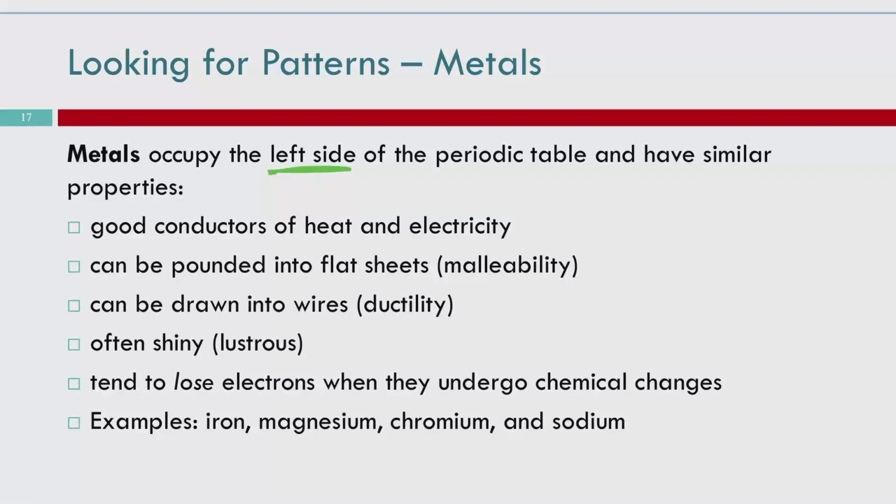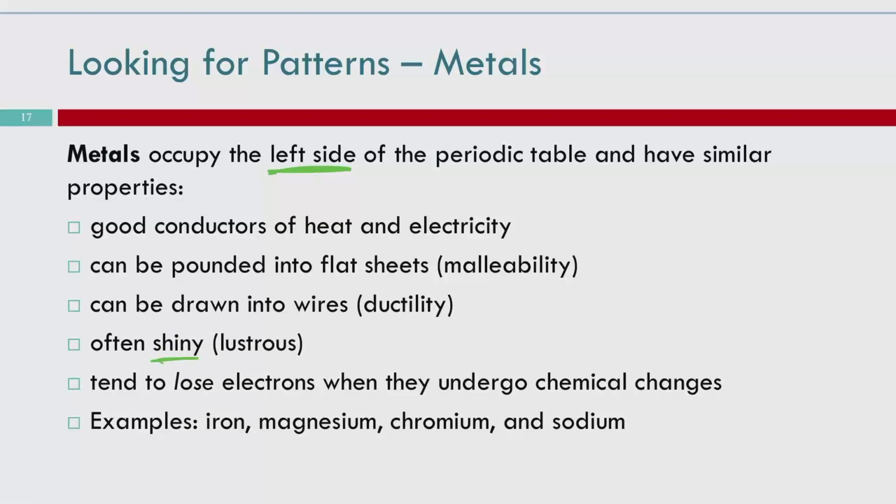They're basically the left side. They've got properties that we would hopefully identify as properties that metals have. They're good conductors of heat and electricity. That's why we make our wires out of copper. That's why you can buy fancy pans for cooking that are also made out of copper, and they're made of metals generally. You can also pound them into flat sheets to make roofing for a shed. You can pull them into wires to conduct electricity. They're often shiny.